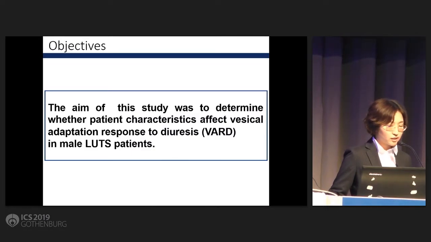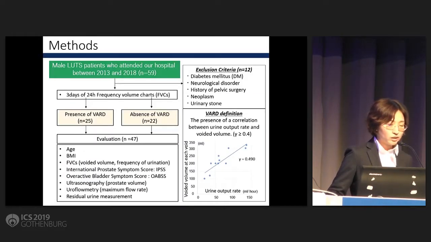The aim of this study was to determine whether patient characteristics affect VLD in male LUTs patients. So we included male LUTs patients who attended our hospital between 2013 and 2018 in this study. Exclusion criteria were diabetes mellitus, neurological disorder, history of pelvic surgery, neoplasm, and urinary stone.